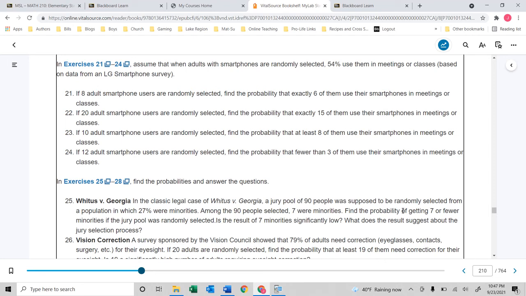So we want to assume that adults with smartphones are randomly selected. 54% of them use them in meetings or classes based on this survey. So that's going to be our probability here. And so this first one, 22, asks if 20 adult smartphone users were randomly selected, find the probability that exactly 15 of them use their smartphones in meetings.